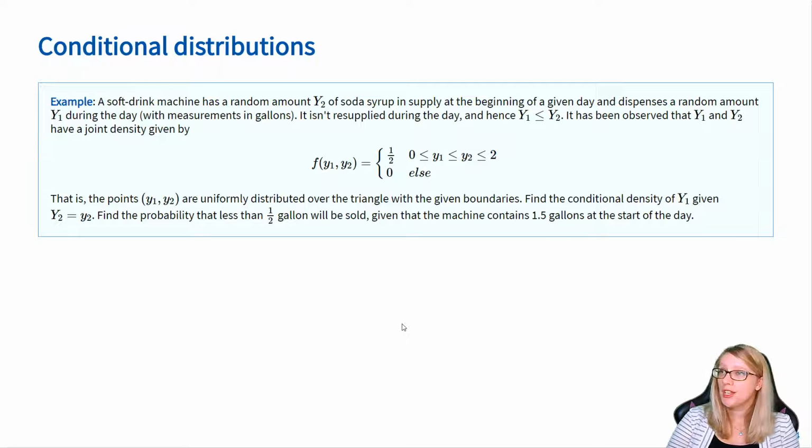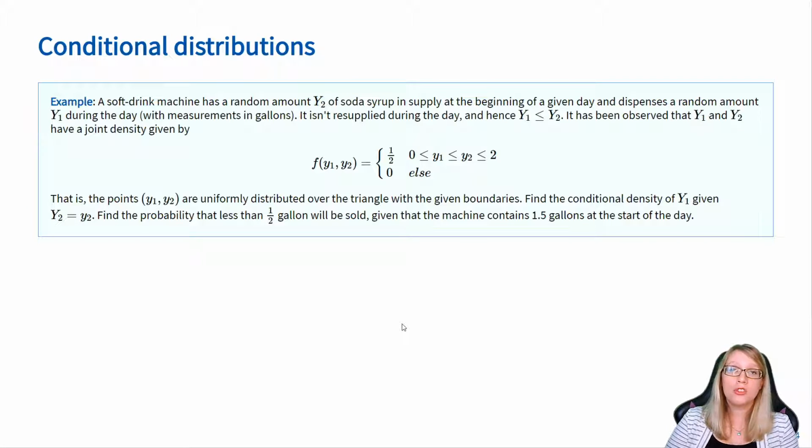We have a soft drink machine that has a random amount y2 of soda syrup in supply at the beginning of a given day. It then dispenses a random amount y1 during the day. Measurements here are in gallons. If it doesn't get resupplied during the day, y1, the amount that's dispensed, must be less than y2. So here is our joint density function. Our joint density is 1/2 for 0 less than or equal to y1, less than or equal to y2, less than or equal to 2. So we have a 2-gallon initial capacity.